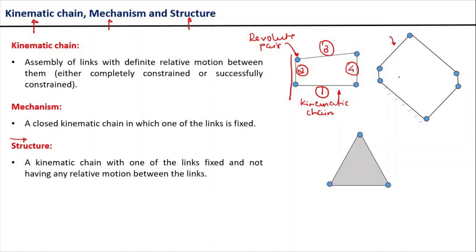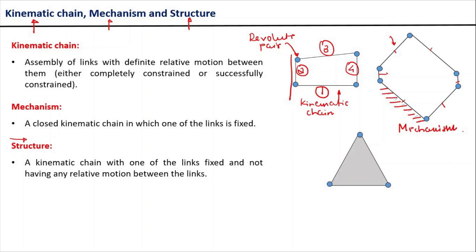Now let us consider the second diagram. Again, there are several links connected to each other through revolute pairs. Here, let's say we simply fix one of the links, something like this. Then this entire kinematic chain will be referred to as a mechanism. Now let us come to the third diagram.